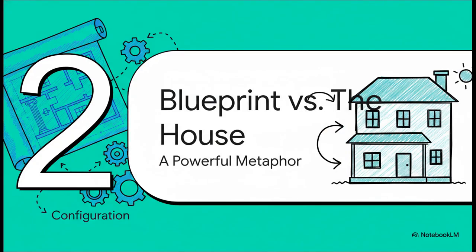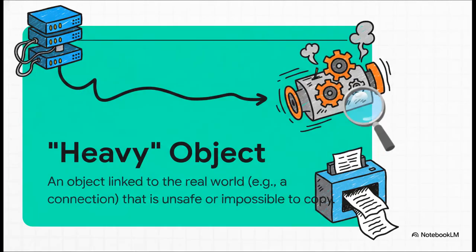Okay, so this brings us to the core idea that makes the builder pattern so easy to get. Once you truly understand the difference between the blueprint and the actual house, everything else just clicks right into place. So let's define a term you'll hear a lot: a heavy object. What is that? Well, in programming, it's anything that's tied to an external resource. Think about a live database connection. It's not just a bunch of data, it's an active, open channel to a server somewhere. Trying to copy that is like trying to photocopy a running car engine. It just doesn't work. You're going to get a mess.